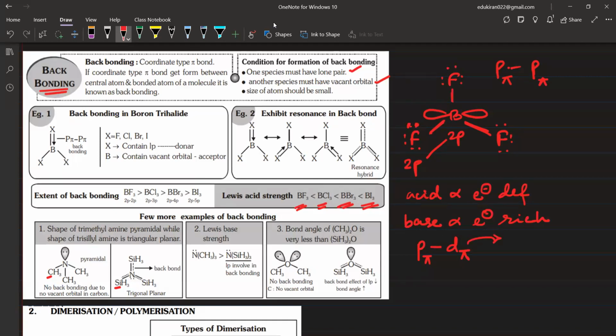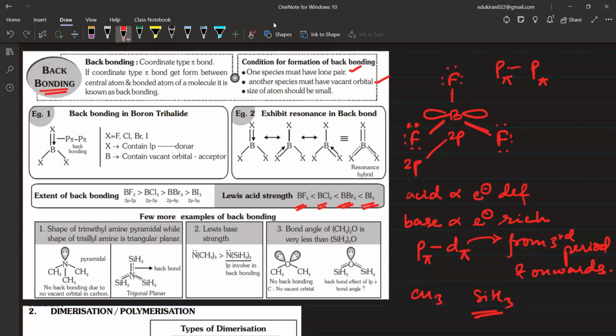This can only happen from the third period onwards, because second period elements do not have any d subshell. Now, in that case, you can look at an example of trisilyl amine. What is trisilyl amine? As in trimethyl, methyl means CH3, silyl means SiH3. Okay? Silicon hydride is silyl.